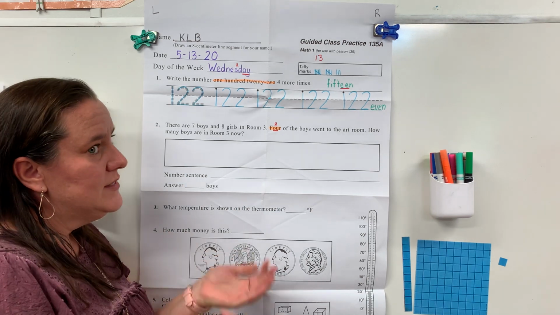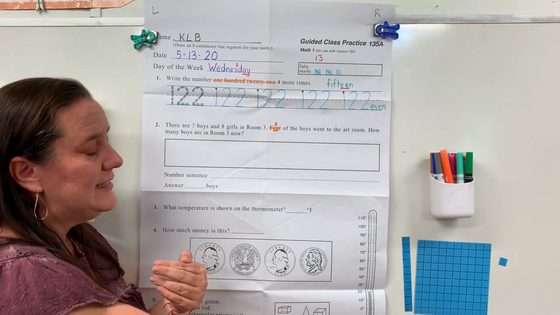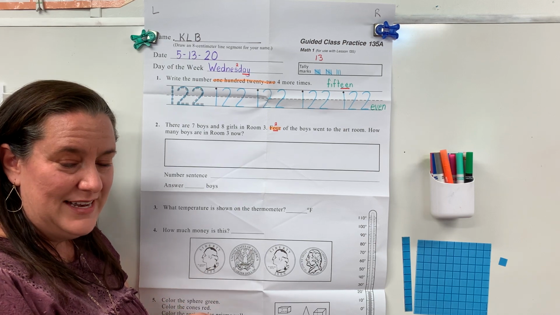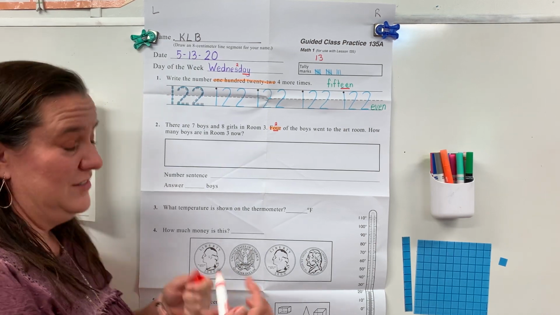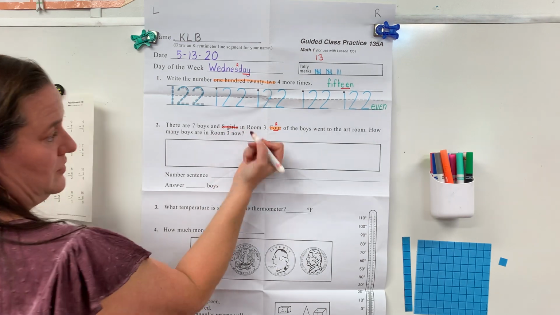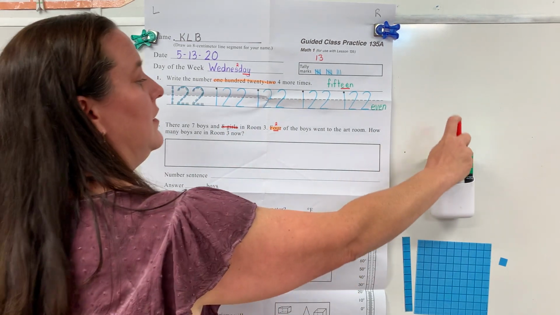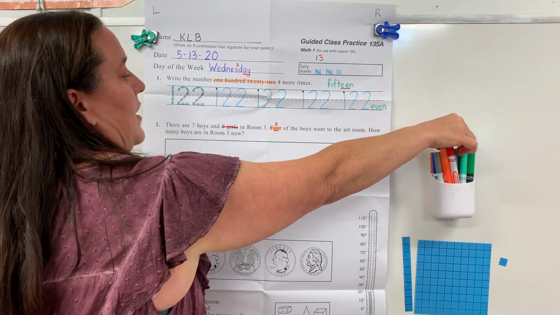So we know how many boys and girls in the room. Some boys leave and we know how many boys are left. So what is the information we don't need today? The girls. Yeah, we don't need to know about the 8 girls. So go ahead and cross that off with your red pencil. All right, let's do our problem.